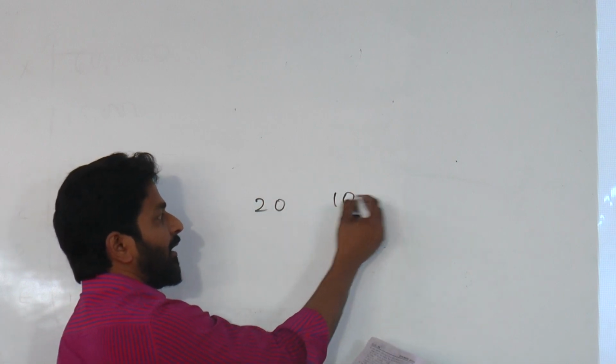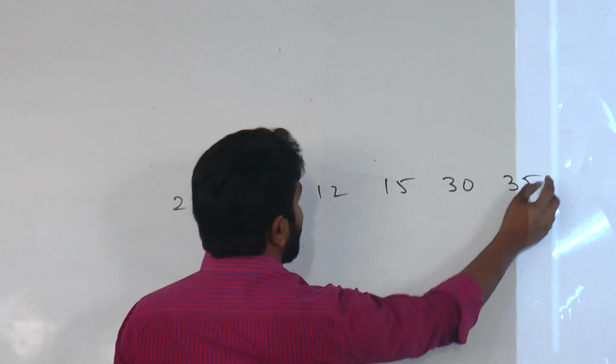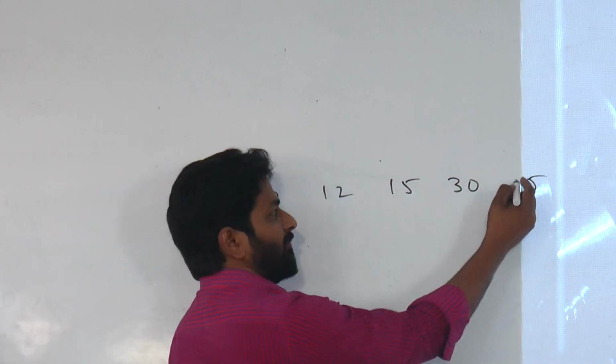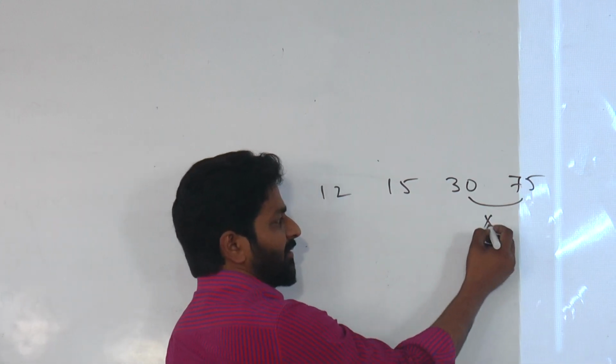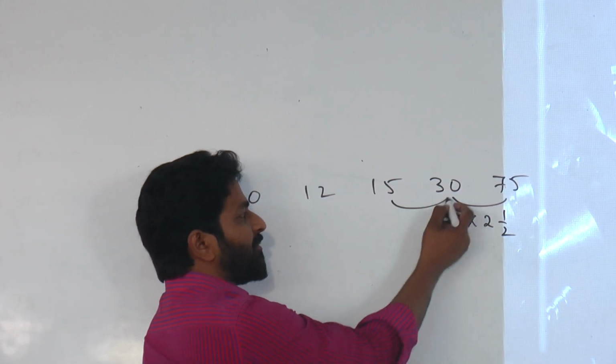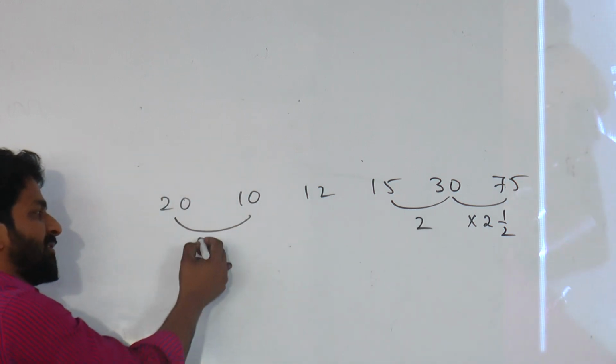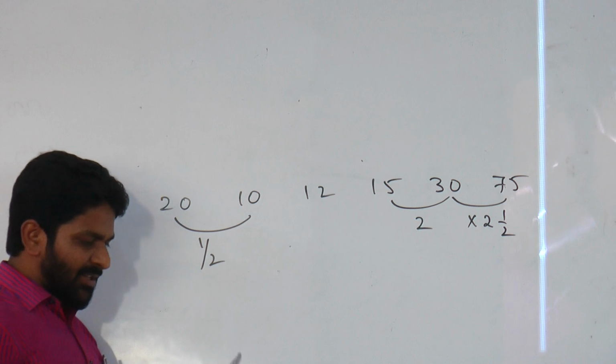20, 10, 12, 15, 30, 35, 75. How many times is this? 2.5 times, right? How many times is this? 2 times. How many times is this? Half. Is it wrong number series?